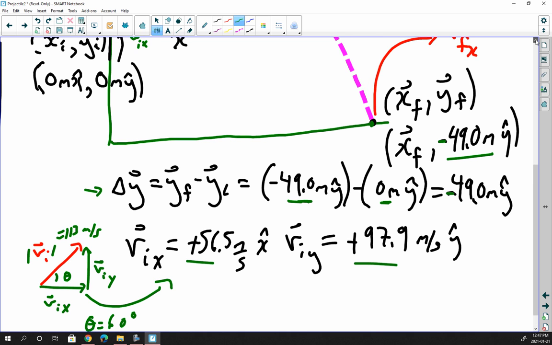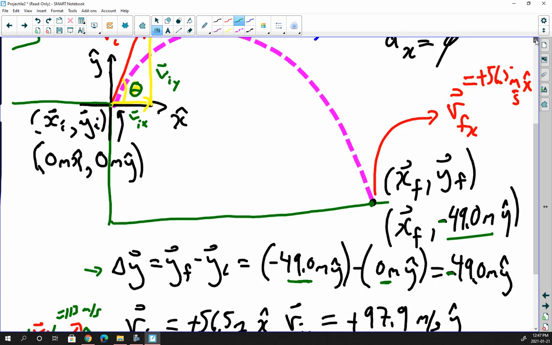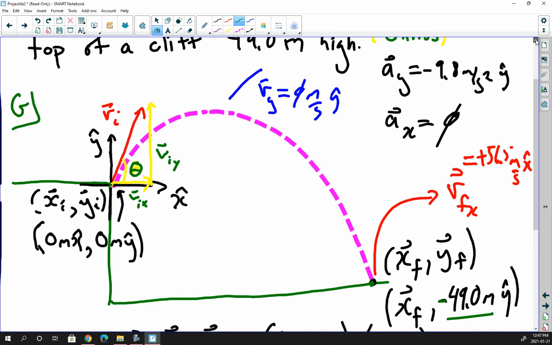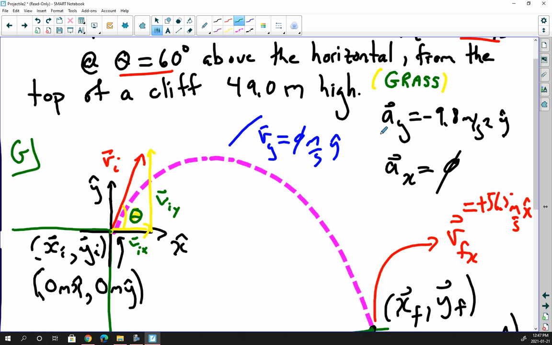What else can we remind ourselves of here? Well, we remind ourselves that the acceleration is completely in the y direction because there's no air resistance. And we might also want to remind ourselves that right at the very vertex, the velocity is all x. The velocity y component at the very tip of this parabola is 0. We talked about that previously.